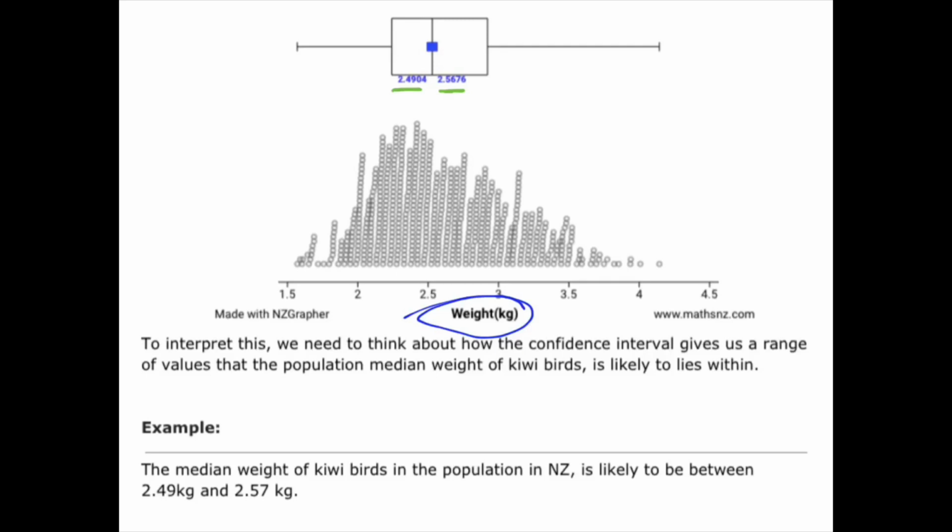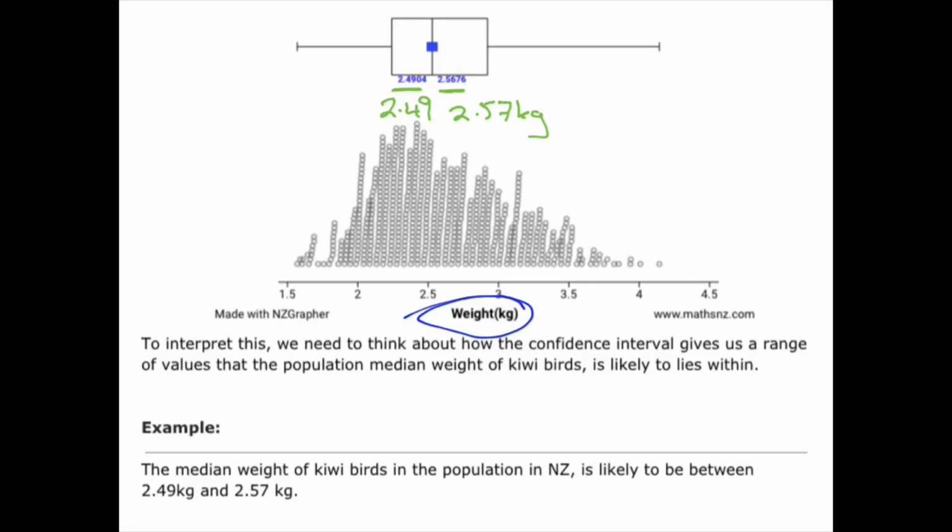This is 2.499404. I wouldn't normally be that accurate with my measurements. Okay, so I'm going to round that and say that's about 2.49 kilos. And equally the other end of the confidence interval is around about 2.57 kg. So the first thing I'm going to do is round them to one or two decimal places, to some level of accuracy, because that's all that's needed.